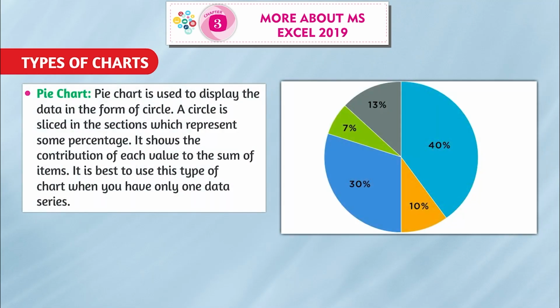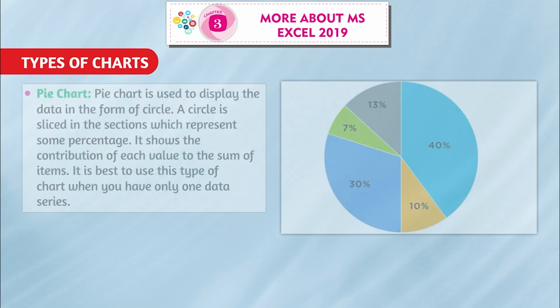Pie chart. Pie chart is used to display the data in the form of a circle. A circle is sliced into sections which represent some percentage. It shows the contribution of each value to the sum of items. It is best to use this type of chart when you have only one data series.